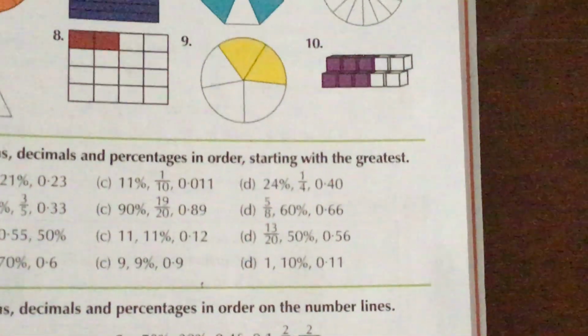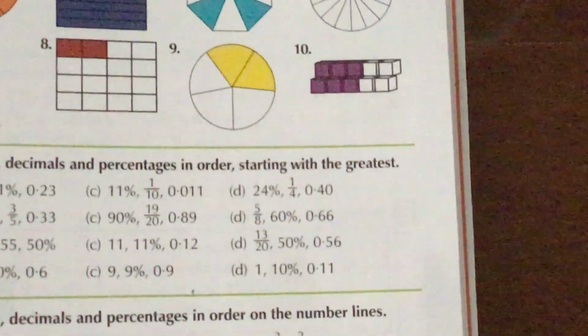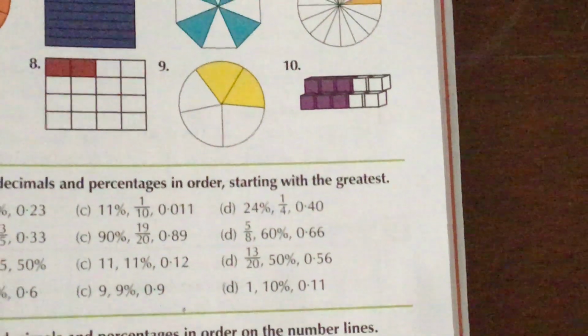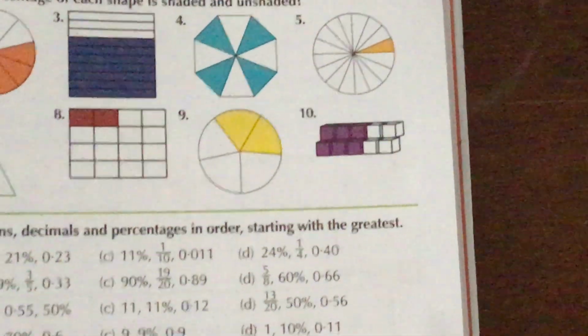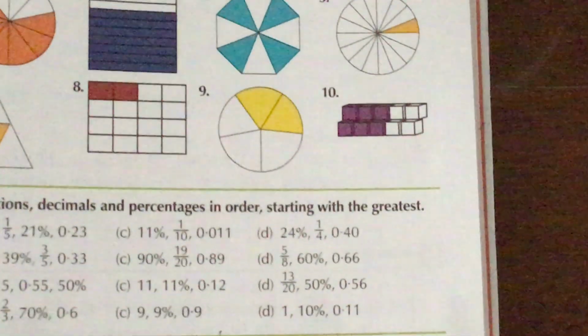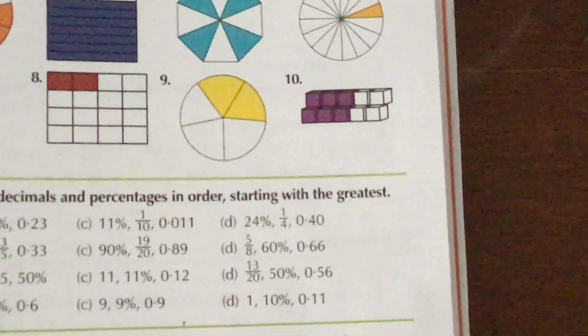So we have 24%, 25%, and multiply by 100 for the decimal, 40%. So 40% is the largest, is the greatest. So we have 0.40 as our start off, which is the greatest of these three values. And then we have 1/4, which is 25%. So we have 0.40 is the greatest, followed by 1/4, followed by 24%.